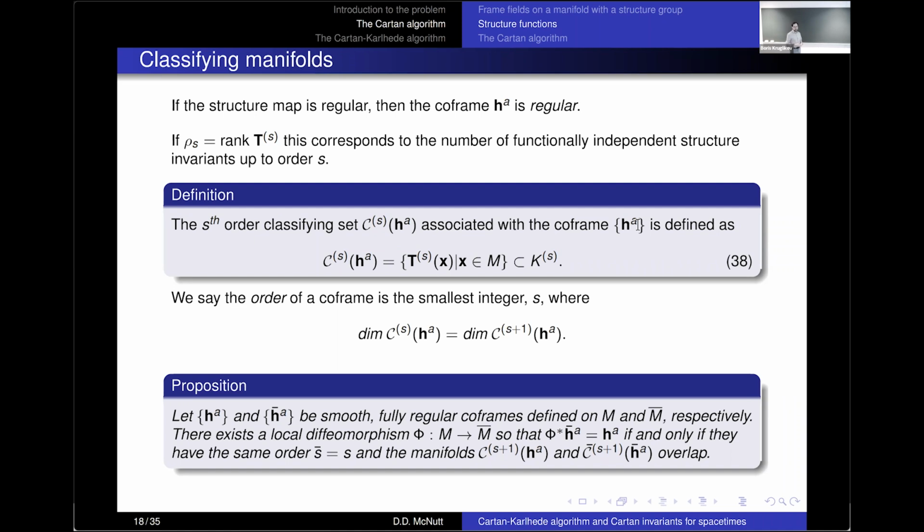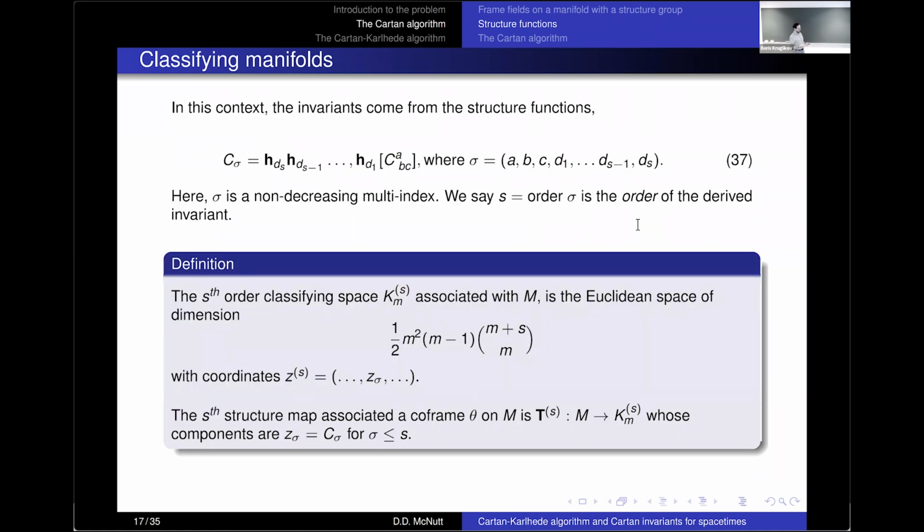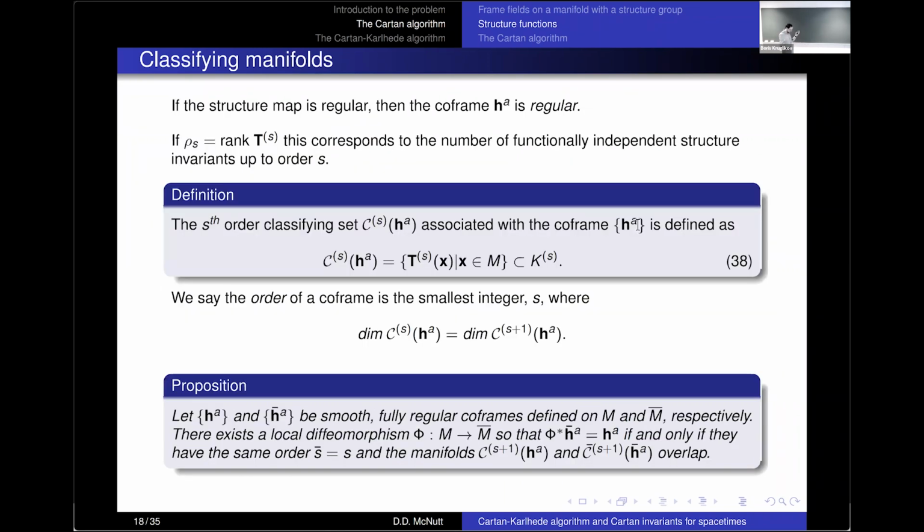Now, because I've assumed regularity, I don't have to talk about neighborhoods of the manifold. I can just talk about the whole manifold here. So I'll introduce the S order classifying set. This is C S, and it's associated with the coframe H A. Oh, I left the curly brackets in, I'm sorry. And this is defined as essentially the subset from the manifold into the classifying space, this K of S here. So the classifying space is just some Euclidean space of a certain dimension, and we're mapping in invariants up to order S.